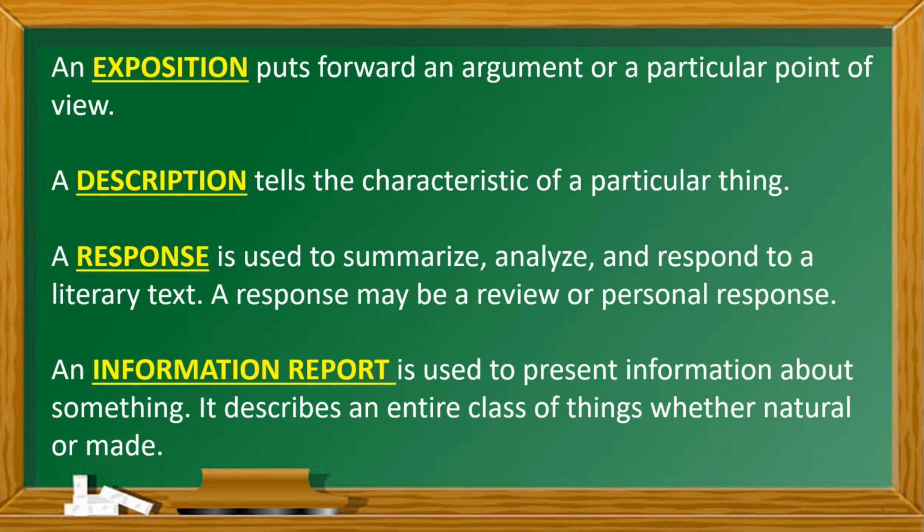To sum up our lesson, here are the things that you need to remember. There are different text types, and these are: an exposition puts forward an argument or a particular point of view. A description tells the characteristic of a particular thing. A response is used to summarize, analyze, and respond to a literary text. A response may be a review or personal response. An information report is used to present information about something. It describes an entire class of things, whether natural or made.